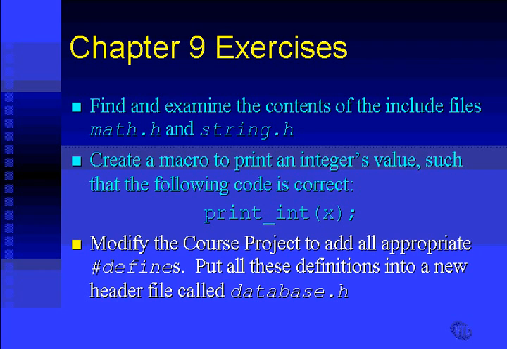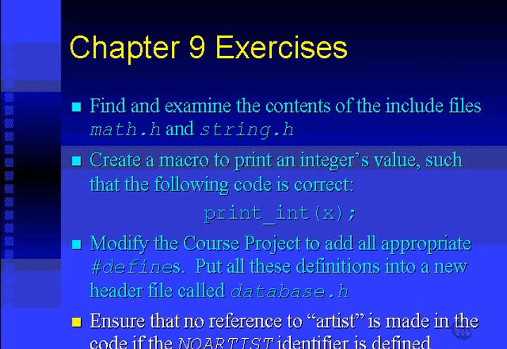Next, I want you to modify the course project such that all appropriate hash defines are used. I want no magic numbers in the course project from this point forward for the rest of the course. Also, I'd like you to take any of these hash defines that you create and put them into a header file called database.h. So we're actually going to have two files that comprise our project now, database.c and database.h.